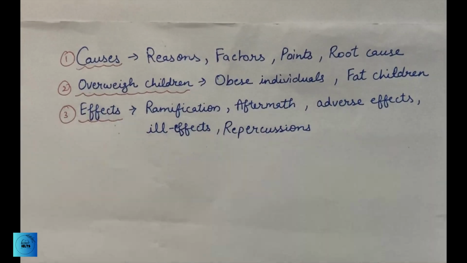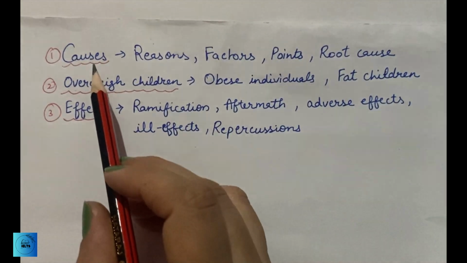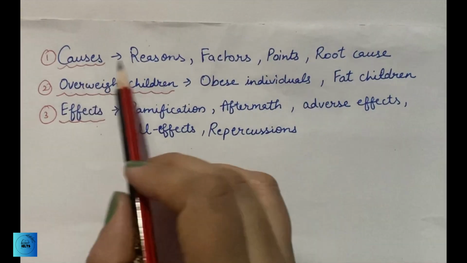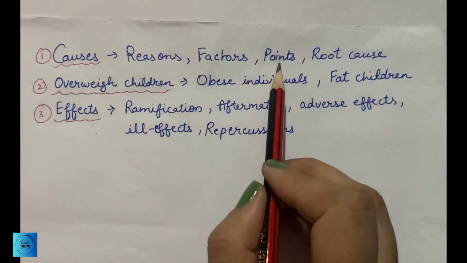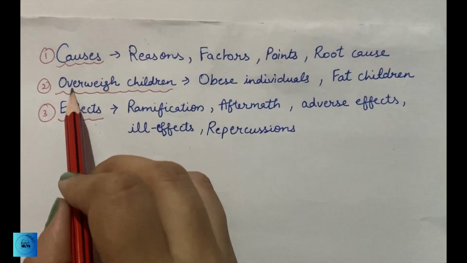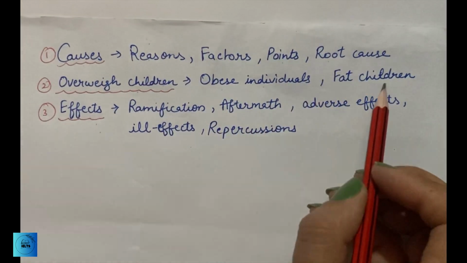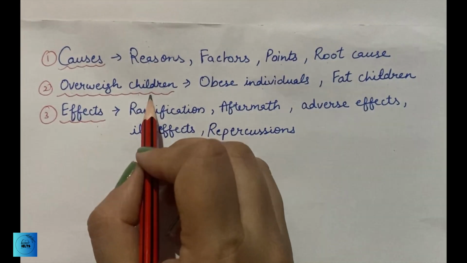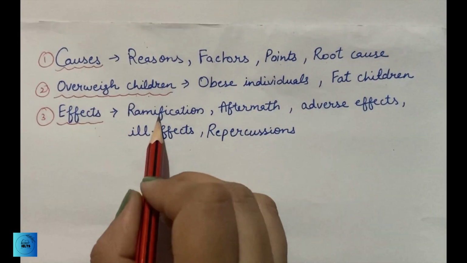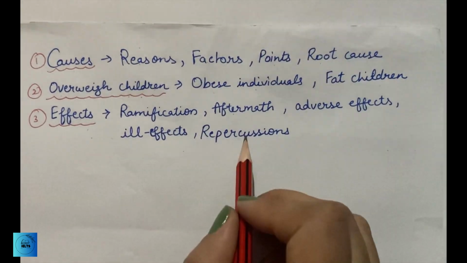Students, it is always advised that one should use different words, meaning different synonyms, for the words written in the question. So instead of writing causes again and again, we can use the words reasons, factors, points, root cause, meaning major problem behind this. For overweight children, we can use the words obese individuals, fat children. For children we can also use the words young ones, youngsters, youth. For effects we can use the words ramifications, aftermath, adverse effects, ill effects, repercussions.